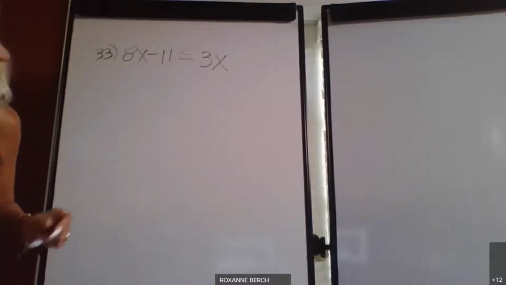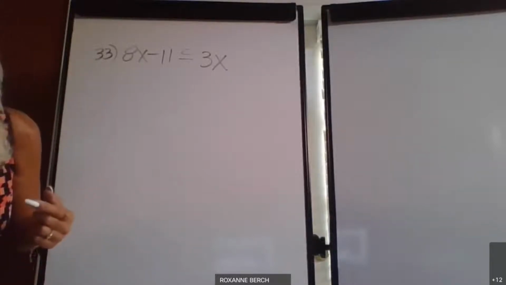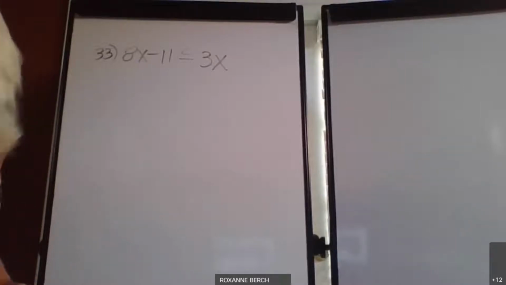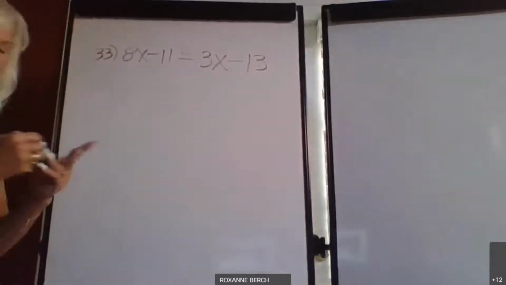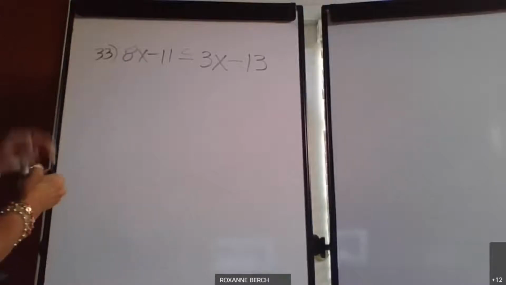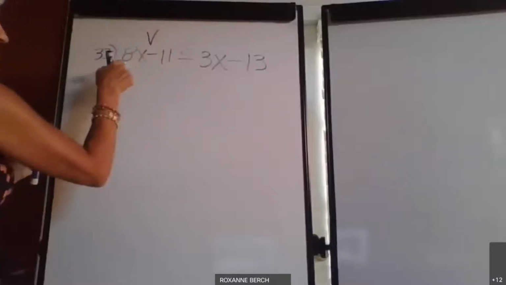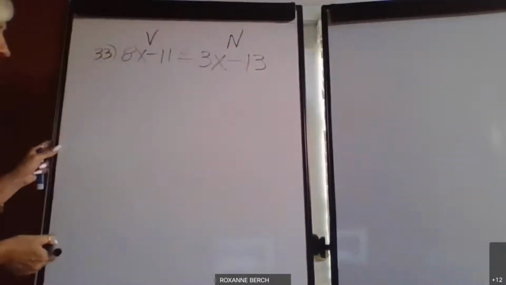I'm sorry, you guys, when I have to look down at my book, it would help if somebody read the problem to me, so I don't have to keep looking down. Is it minus 13? Is this correct? Yeah. All right. So I like to put the variable on the biggest variable side. That means the numbers would go over here.